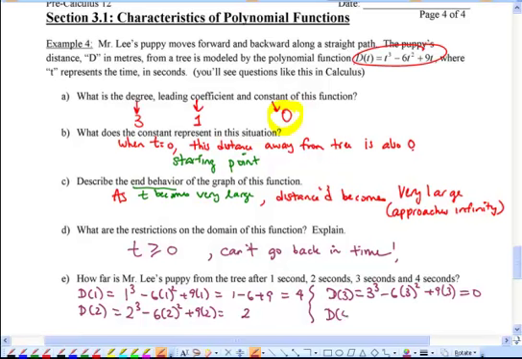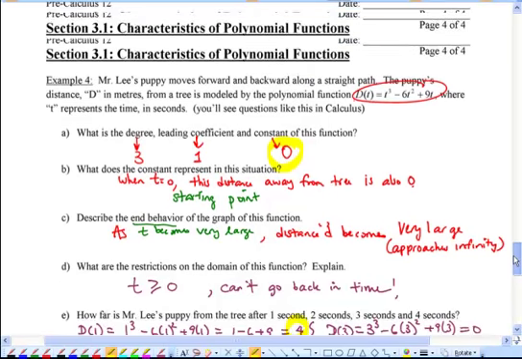And d sub 4, or after 4 seconds: 4 cubed minus 6 times 4 squared plus 9 times 4. I believe that equals 4. Okay, double check my work, but I believe those are the numbers. So after 1 second, he is 4 from the tree.